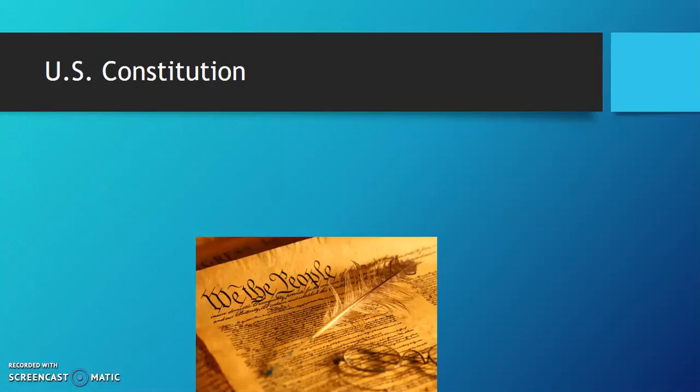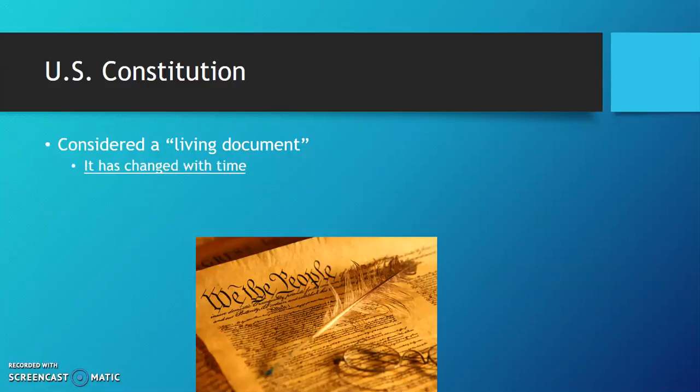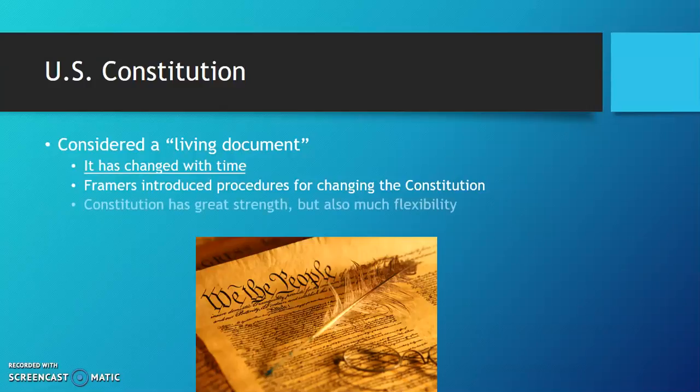First and foremost, we have to understand that the Constitution is considered a living document. And the reason it's considered a living document is because it has changed with time, and it will continue to change as the future progresses. Framers, they're going to introduce procedures for changing the Constitution. They don't want it to be one single thing. It's not going to be set in stone for them.